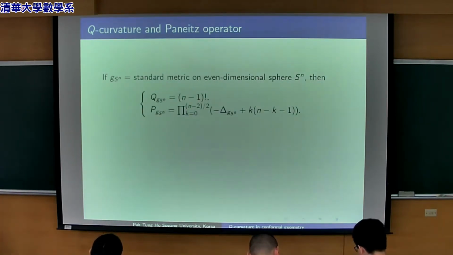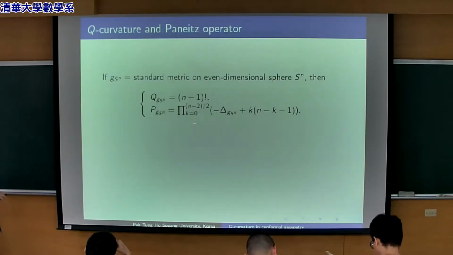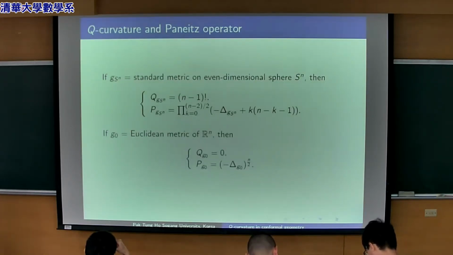For some really nice manifolds, for example the sphere, which I told you about at the beginning of the talk, for the standard metric you can write this down. Then the Q curvature is constant, equal to (n-1)!. You can also write down the Paneitz operator. And for Euclidean space, which is also the example I told you at the beginning, the Q curvature vanishes, and the Paneitz operator is really just this, so you don't have lower order terms.